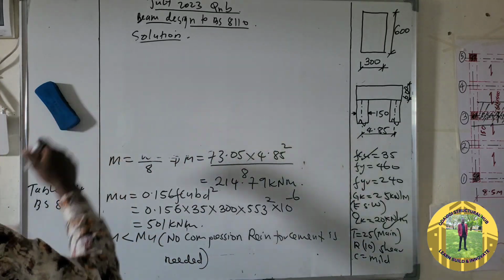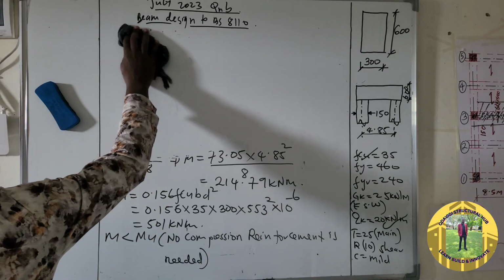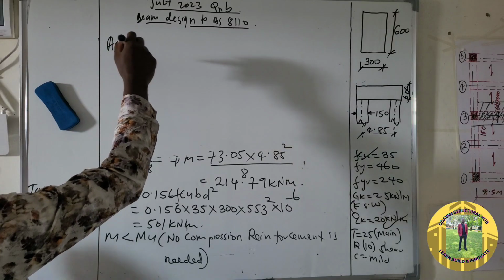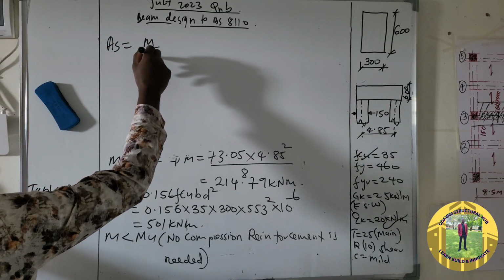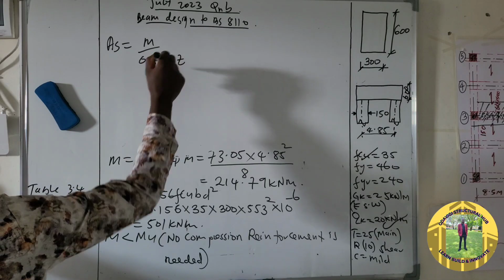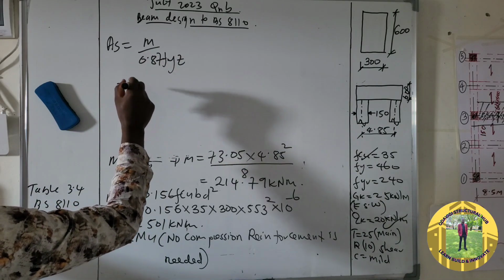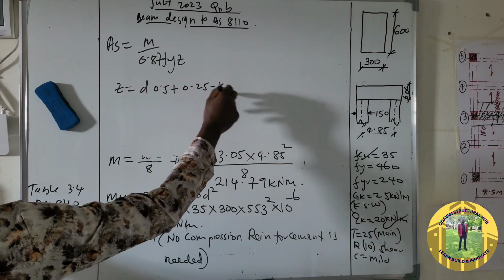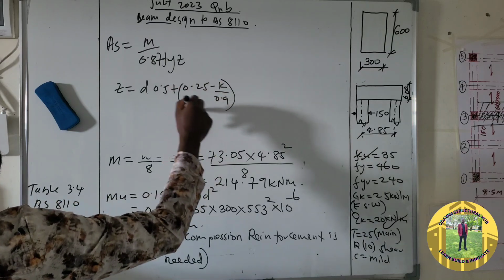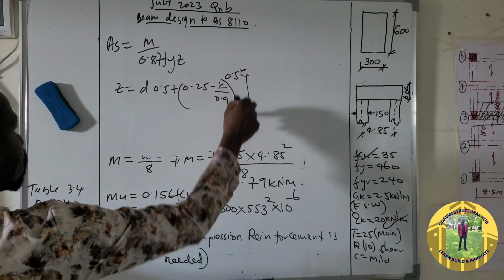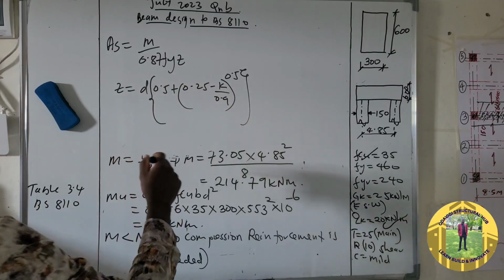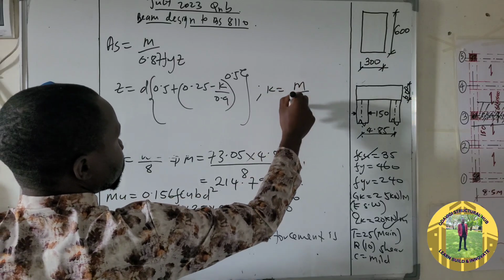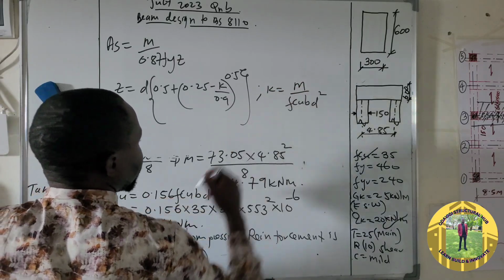So the area of steel is equal to M over 0.87 FyZ, whereby Z is equal to and K is equal to M over FCU BD square.